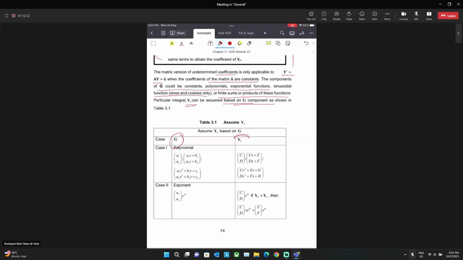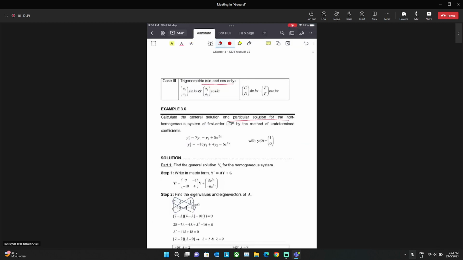Okay, calculate general solution and particular solution for the non-homogeneous system of first order LDE by method of undetermined coefficient.